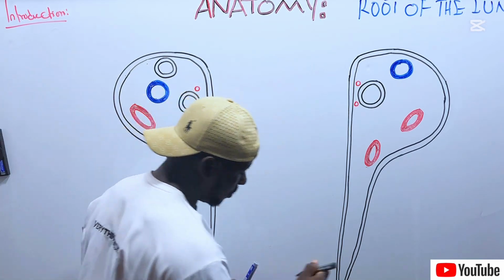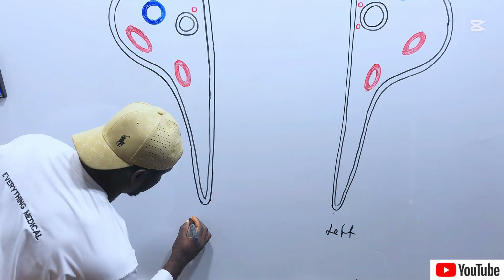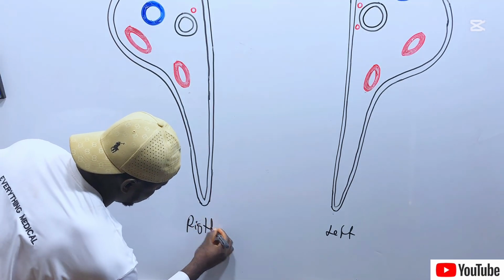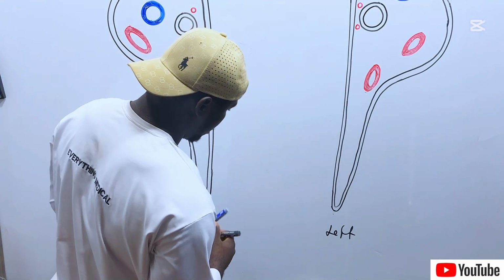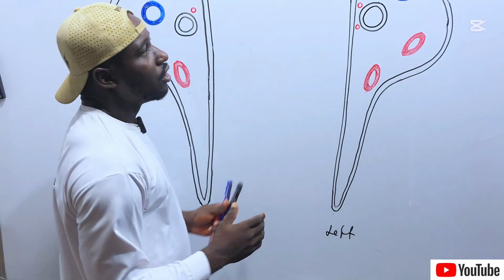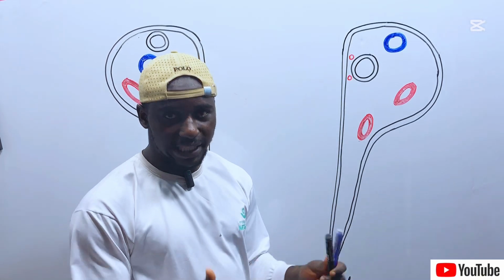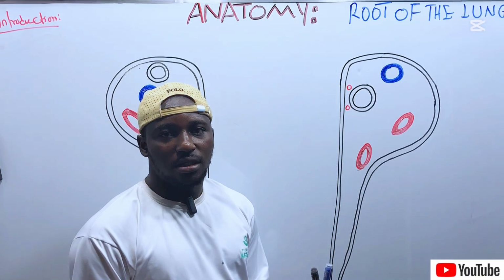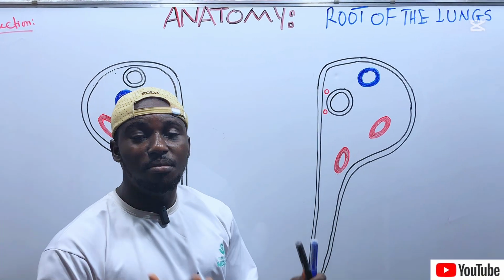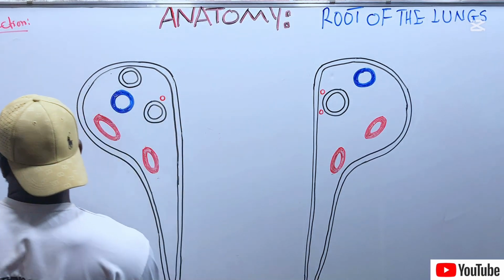Now, the left and the right. So this is the left root of the lung and the right root of the lung. So the root of the lung is a short, broad pedicle connecting the medial surface of the lungs with the mediastinum.